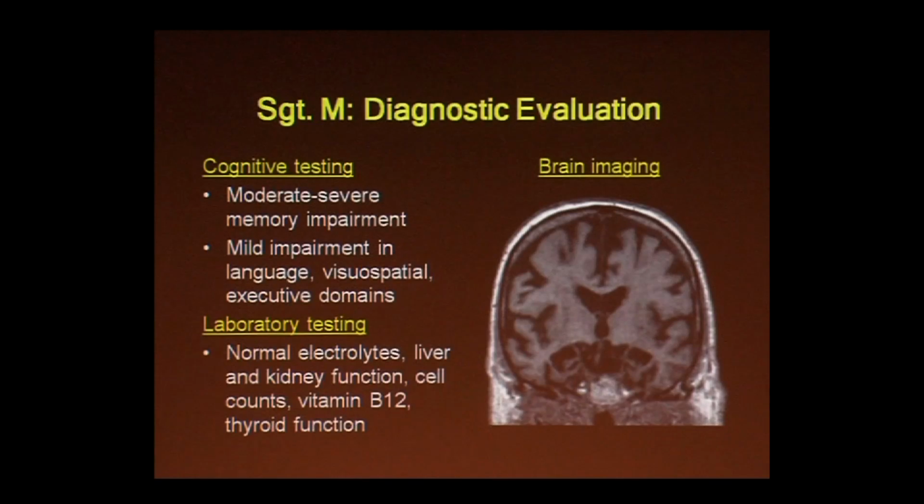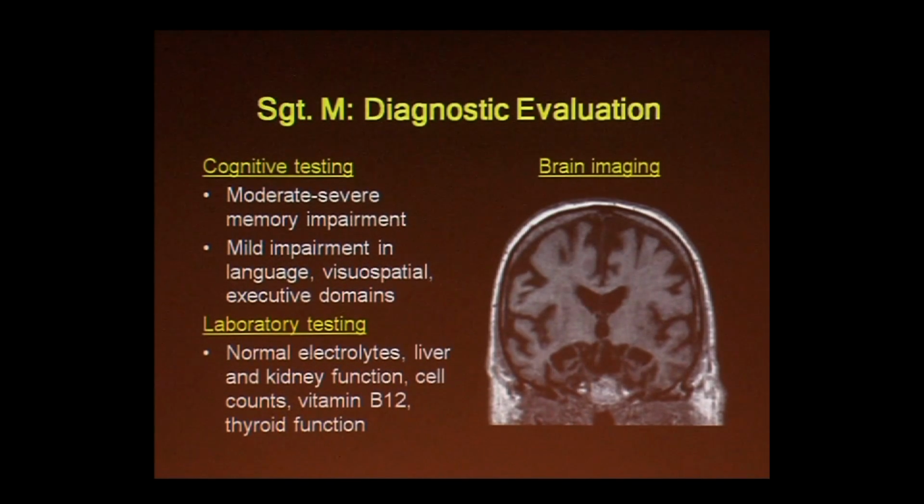And finally, we do brain imaging, and so this is an MRI of the brain, and just to orient you, this is the strip of gray matter where most of the brain cells are concentrated. This is the white matter of the brain, or the cables that connect the brain together. And then these fluid-filled areas are called ventricles. They're full of cerebrospinal fluid.